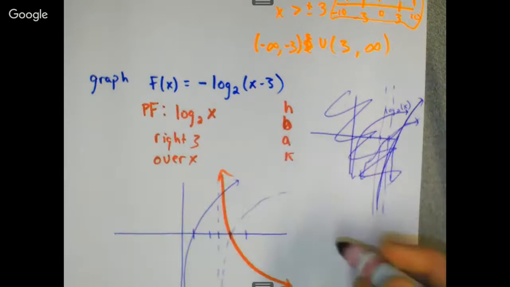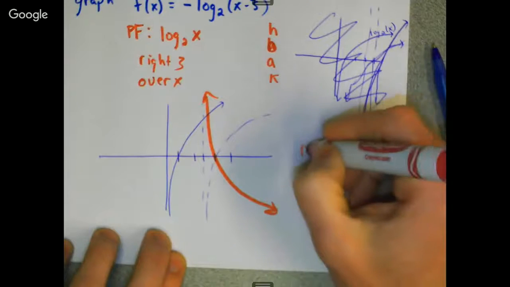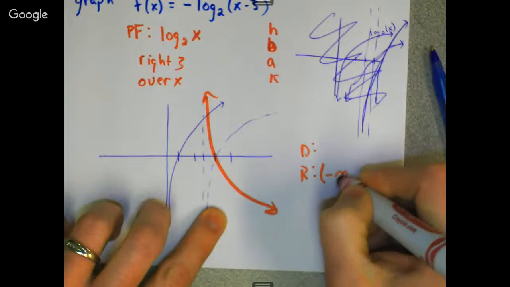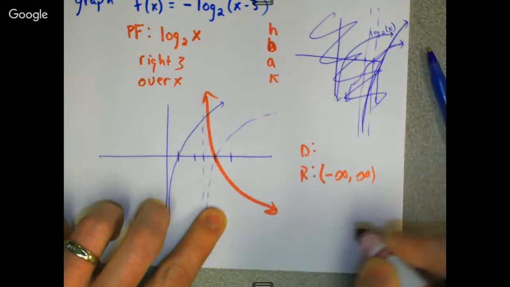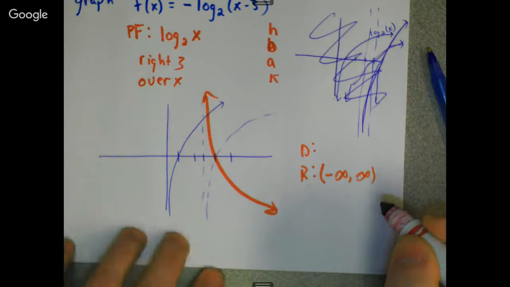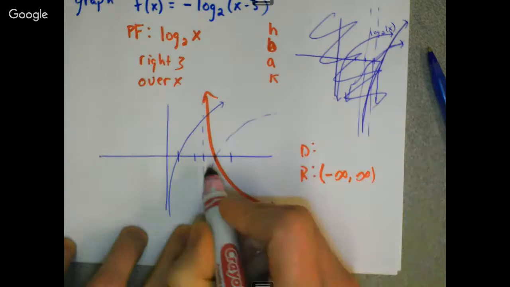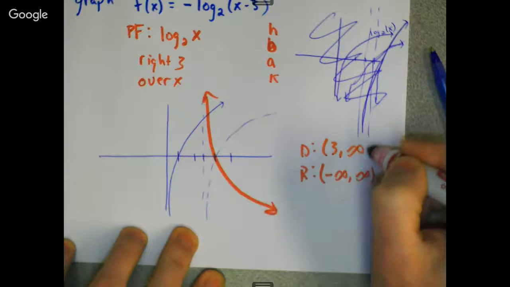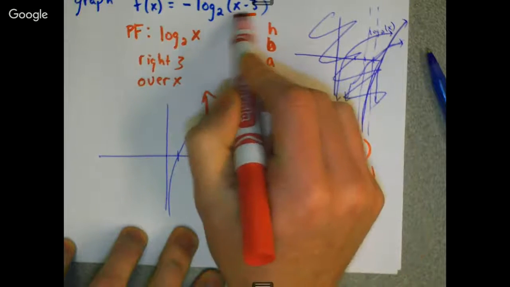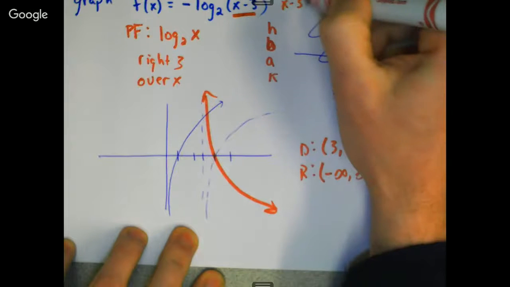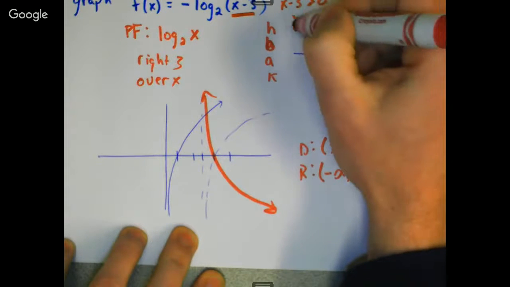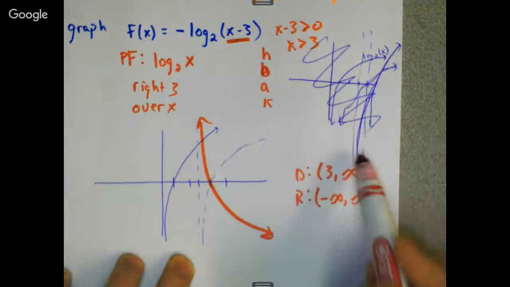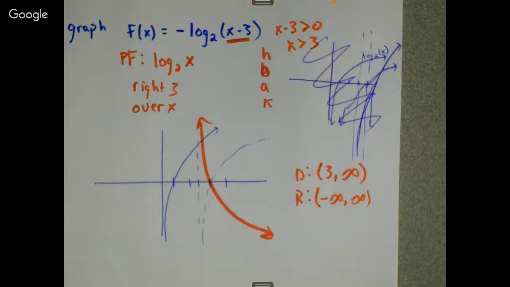Okay, and we still want to be able to say domain and range. Again, for logarithms, the range is minus infinity to infinity, which is the domain of exponentials. In this case, the domain starts at 3 and goes to infinity, which is solving this: x minus 3 is bigger than 0. Add 3, you get x greater than 3. Those two are the same.